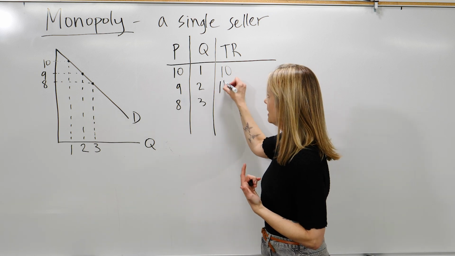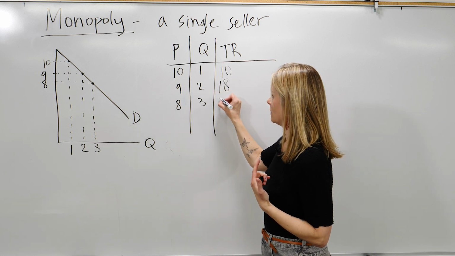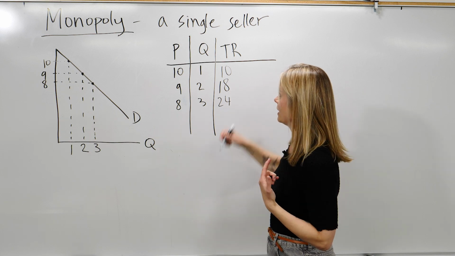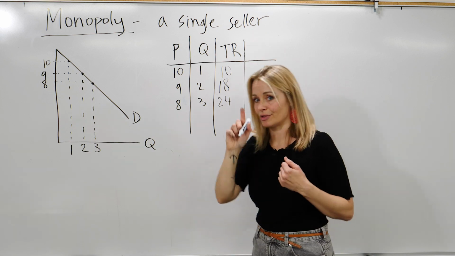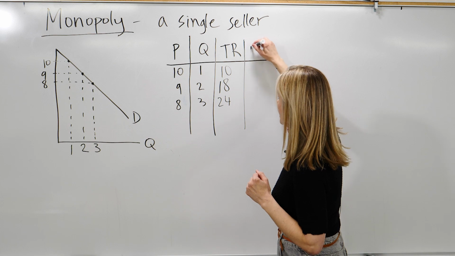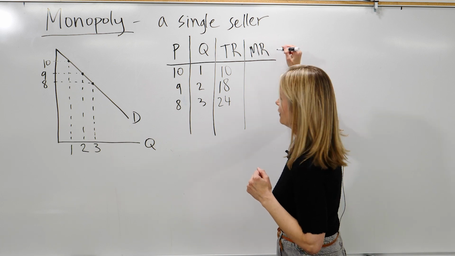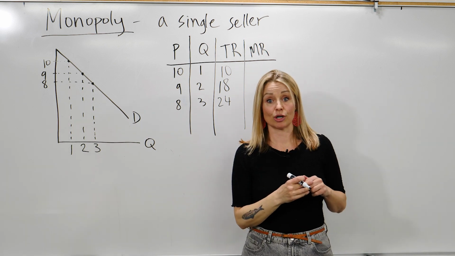Multiply, then we get 18. And down here, multiply 8 times 3, we get 24. Okay, and we can use that to make just one more column, I promise. Here is our marginal revenue. So that's what we're trying to get to, marginal revenue.